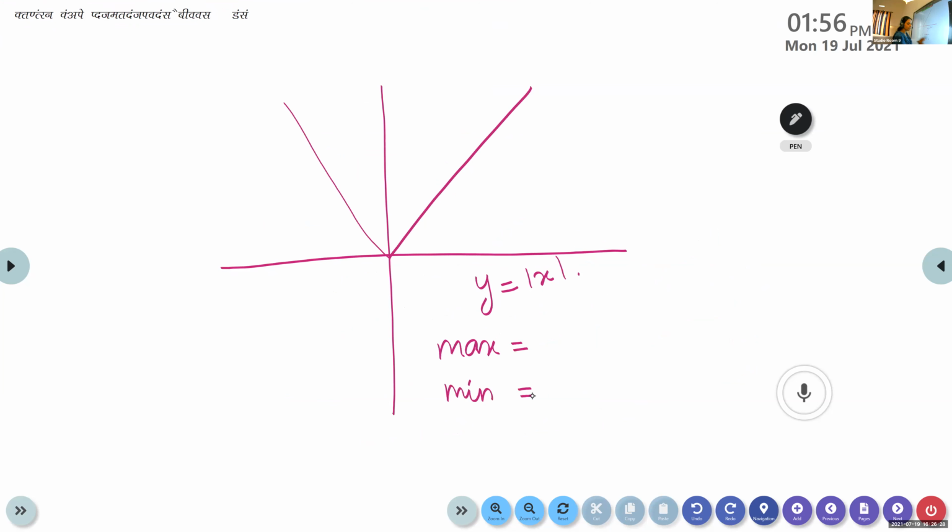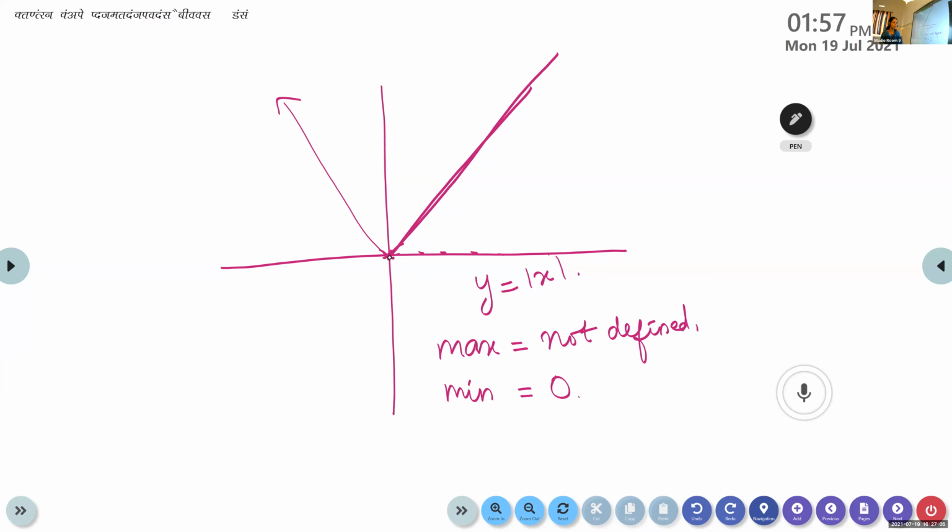Here, there is no need to differentiate. By using the property of the function, we can tell which is the maximum and which is the minimum. What is the maximum value here? Look here, as x increases, the y value also keeps increasing, isn't it? So the maximum value is not defined. What about the minimum value? Yes, it is 0, because it takes the minimum value here. From the graph we can see.